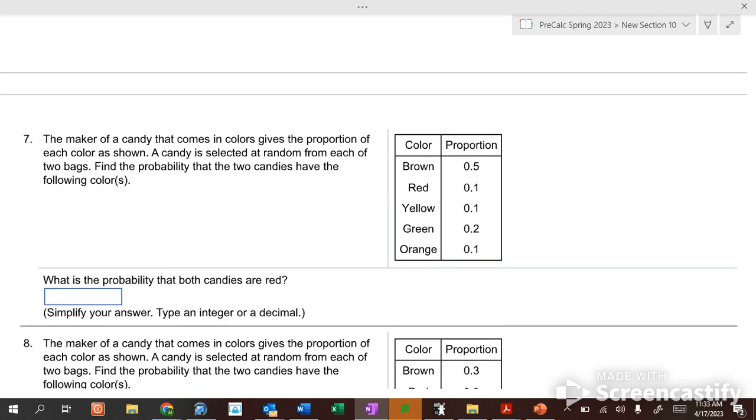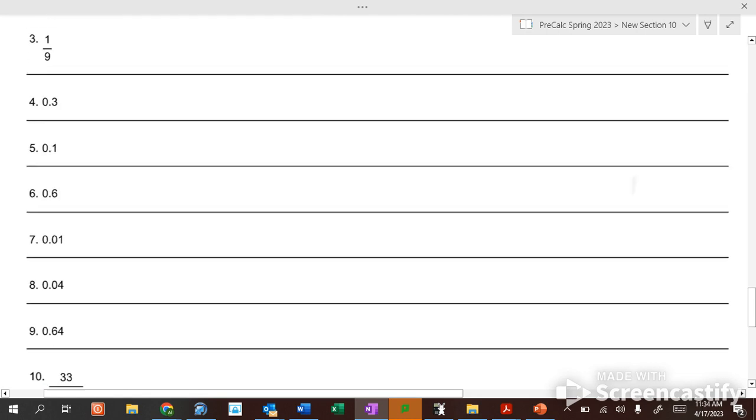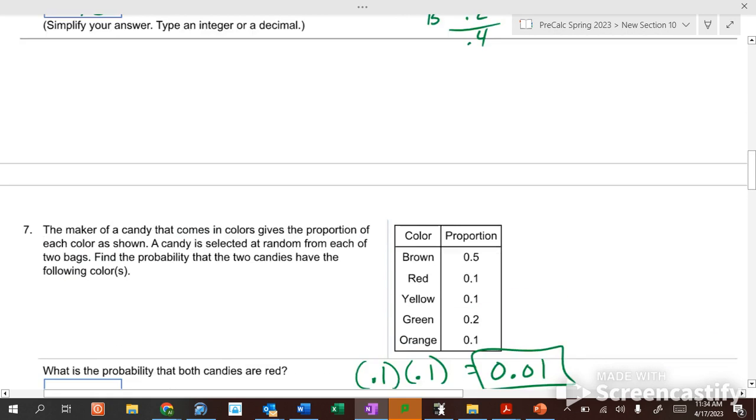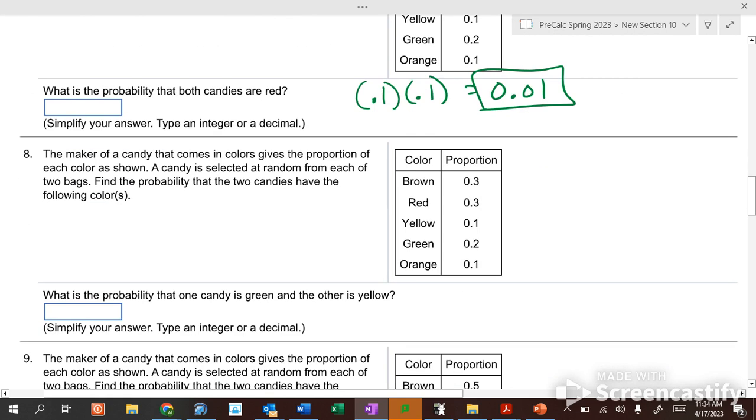Yep. So the probability both are red. So it's 10% times, I guess you must have to put them back because there's no other way of figuring it out, because it doesn't give you the total number of candies. So 10% times 10% is 1%. You got a 1% chance. So let's look at number 7. Yep, 1%. Okay. All right, what's the probability that one is green and the other is yellow?